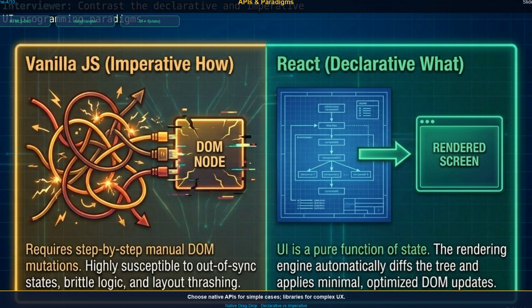React is declarative. UI is a pure function of state. You describe what the screen should look like given current state. The rendering engine diffs the virtual tree and applies minimal, optimized DOM updates. That one sentence, UI equals F of state, is the anchor every senior answer needs. Follow it with a concrete example: a to-do list where you set state with new items instead of manually creating and appending li elements.